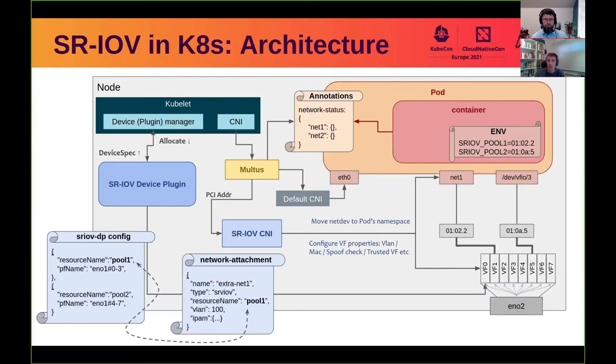It is a daemon set that sits on the node. It discovers the available hardware resources, arranges them into pools, into resource pools, defined in a config map, and makes these pools available to kubelet. Okay. Now, I do remember creating my config map.